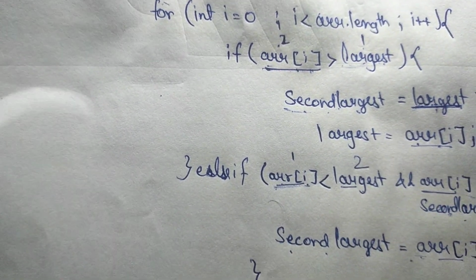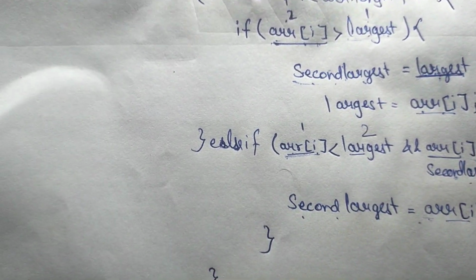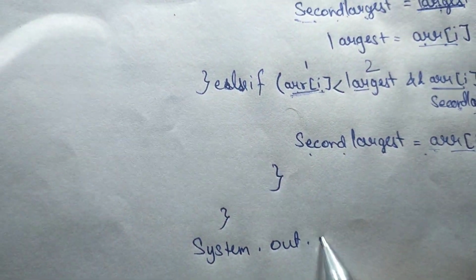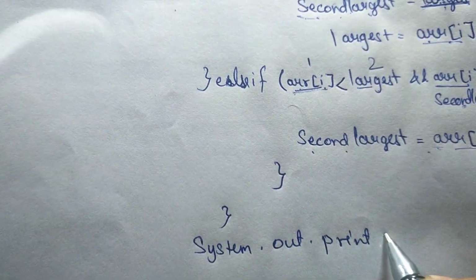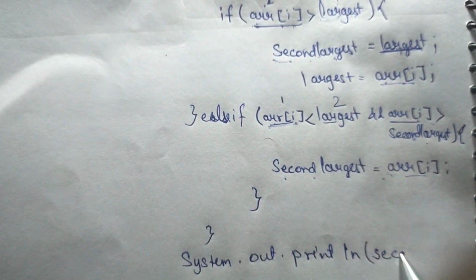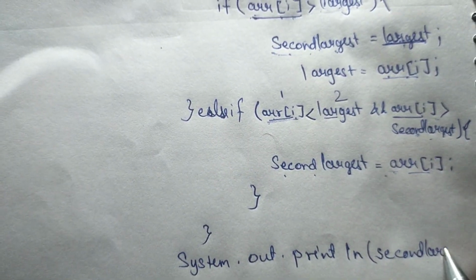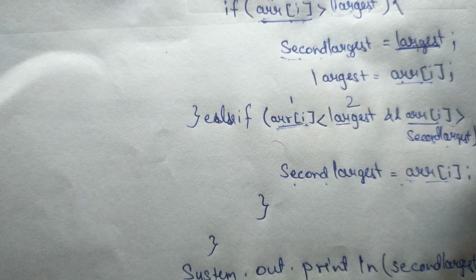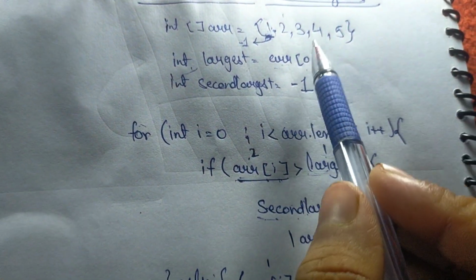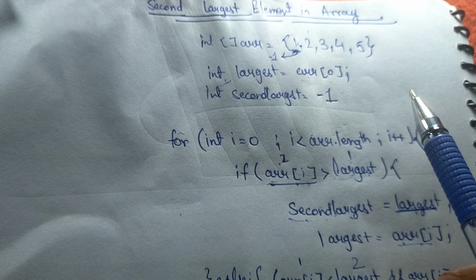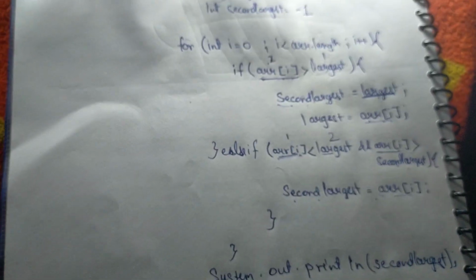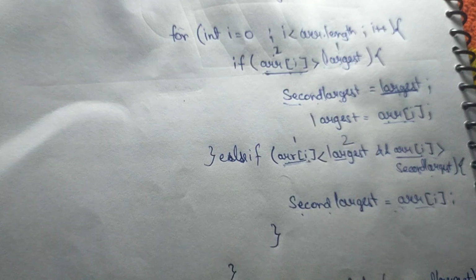After that, we should print with System dot out dot println. What we are going to print is the second largest, so our output will be 4. Okay, that is the basic problem of how you solve the second largest element in an array.